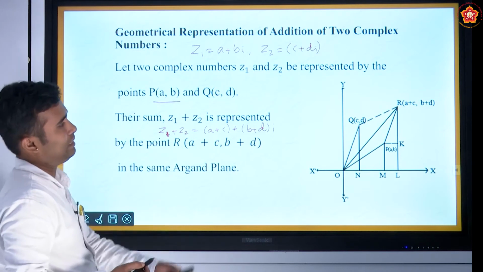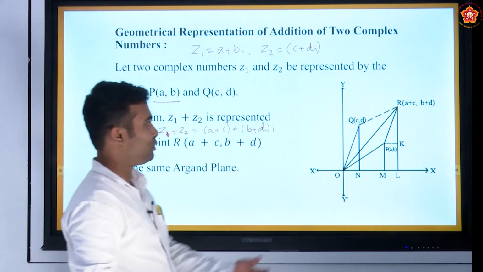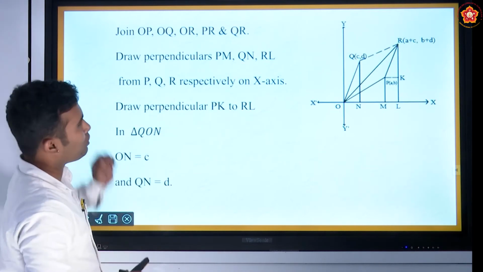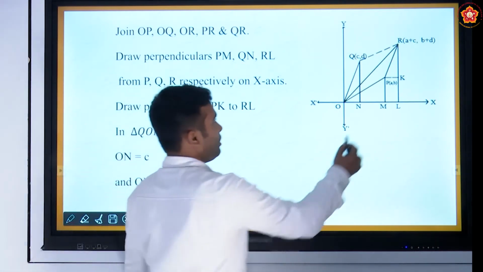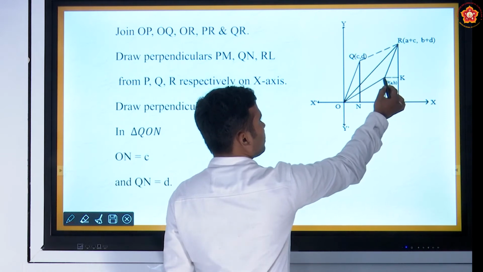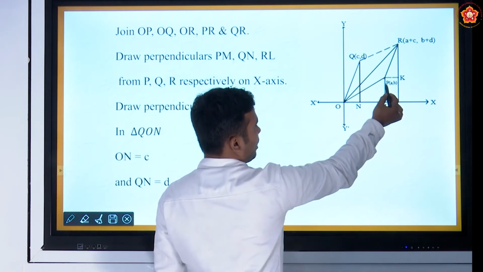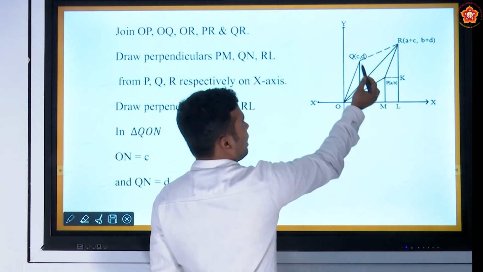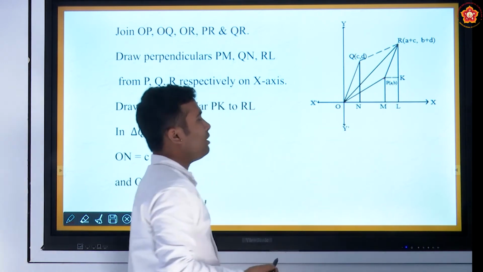So we have to represent this in the Argand plane. This is how we are going to represent it. Let us see how we are going to represent it. Here, what you can do is this is a point, say z1, and we have represented that in the form of a point P of (a, b), and the other, z2, which is (c, d).